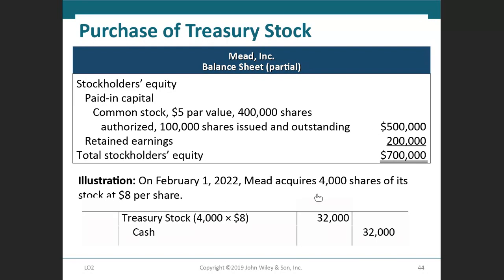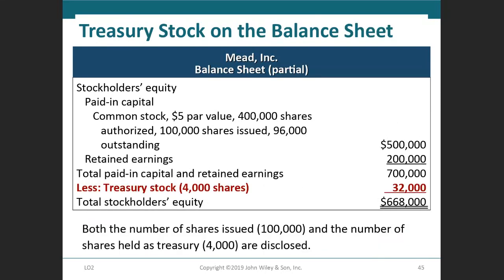Then the company goes and buys back 4,000 shares for $8. So there is no par value business when you buy the treasury stock. It's at cost. $8 times 4,000, you will get 32,000 in your treasury stock. You're paying $32,000 cash to the shareholders. How is it reported on the balance sheet? Here is how. You will say common stock $5 par value, 400,000 shares authorized, 100,000 issued, 96,000 outstanding.